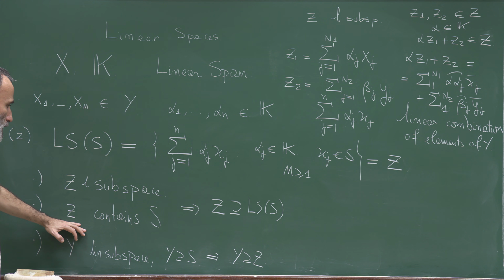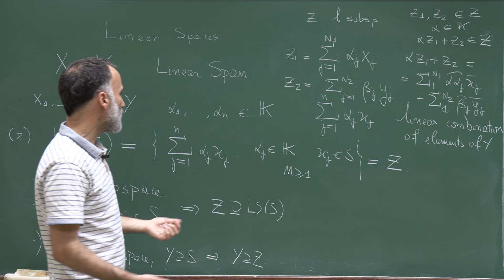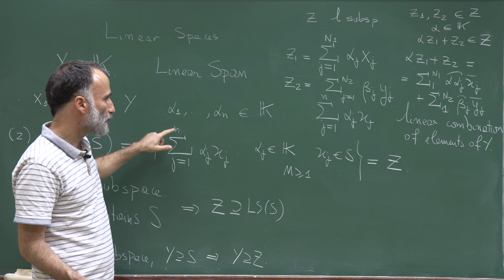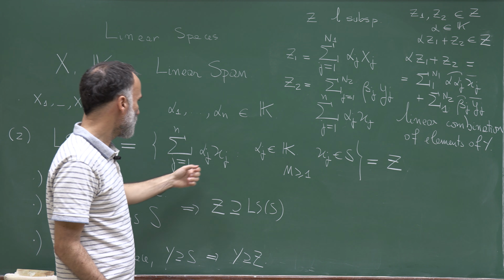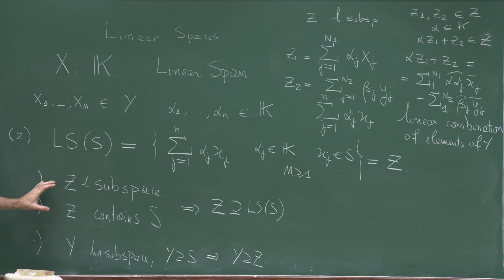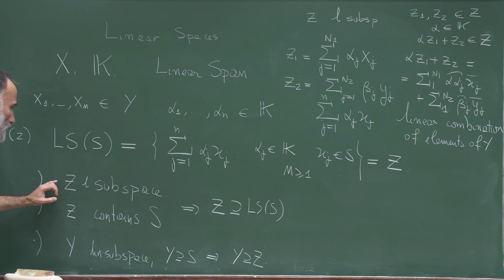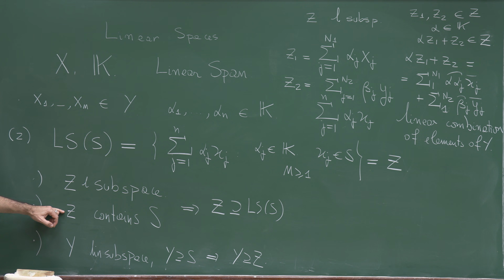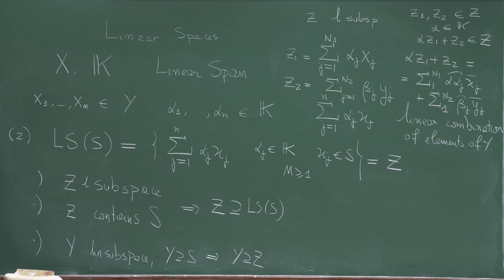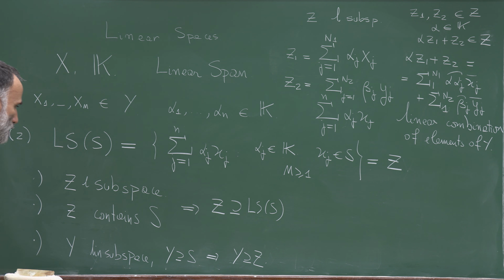Now I want to show that Z contains S. Well, this is clear. Take any element of S. Any element of S can be written as, you take N equal to 1, take x an element of S, x can be written as 1 times x. So it's clear that Z contains S. And therefore, from these two facts, the fact that Z contains S and it's a linear subspace, we know that Z contains the linear span of S, because the linear span is the smallest linear subspace which contains S.